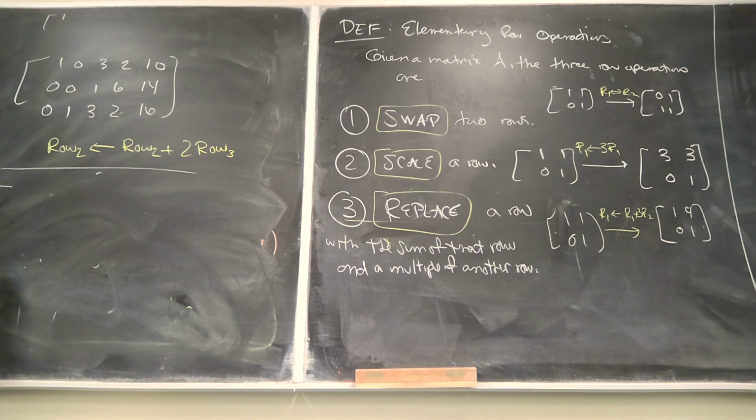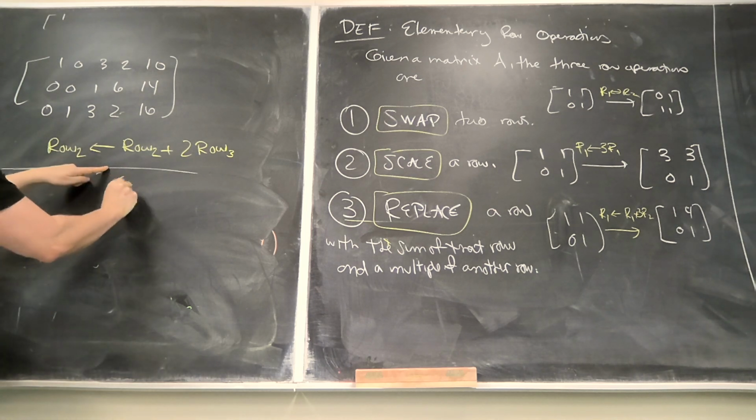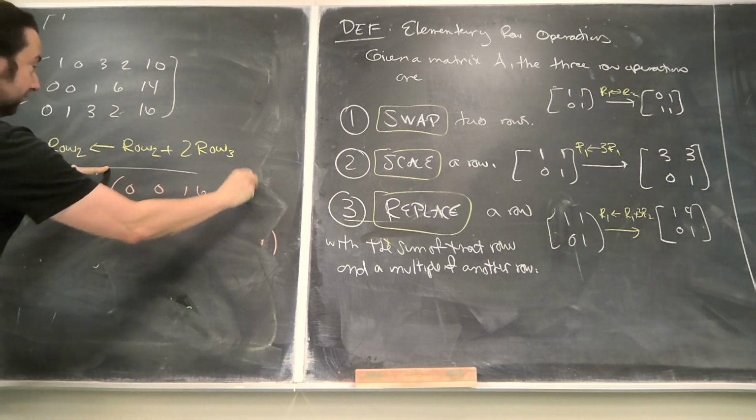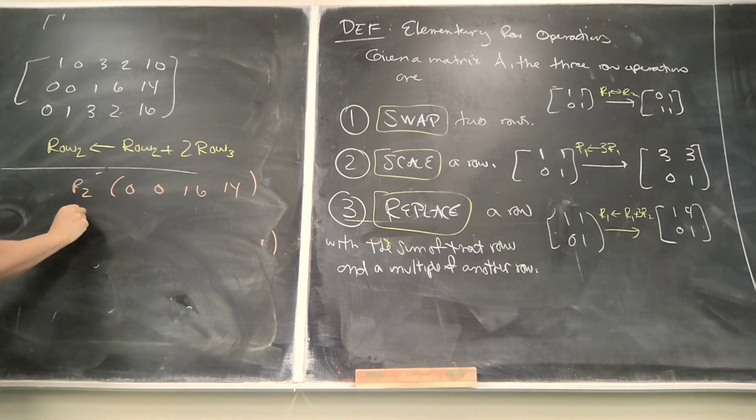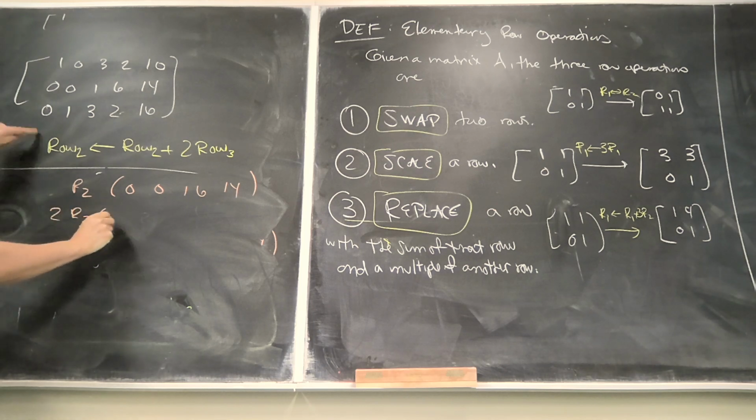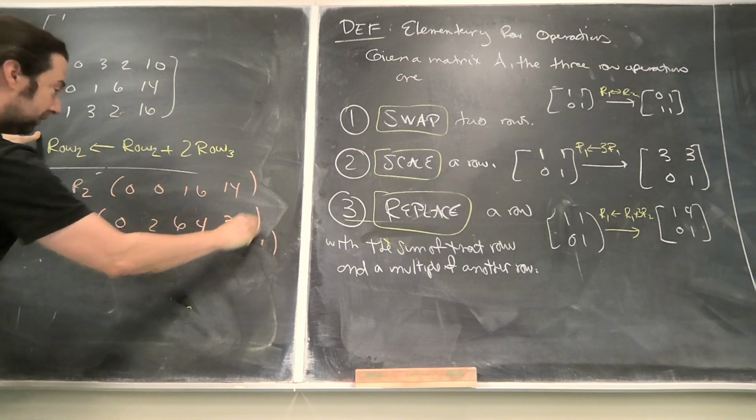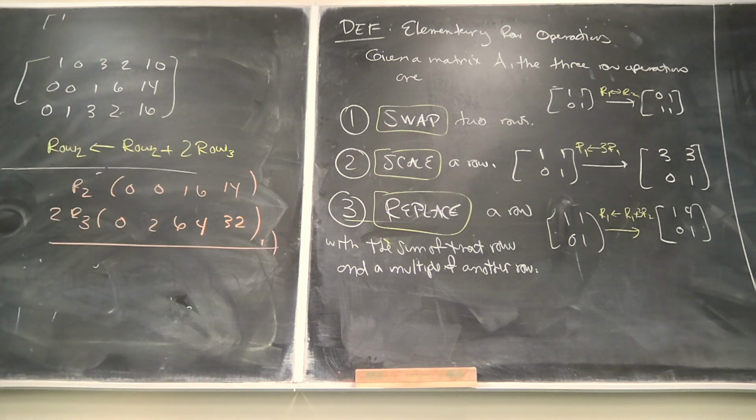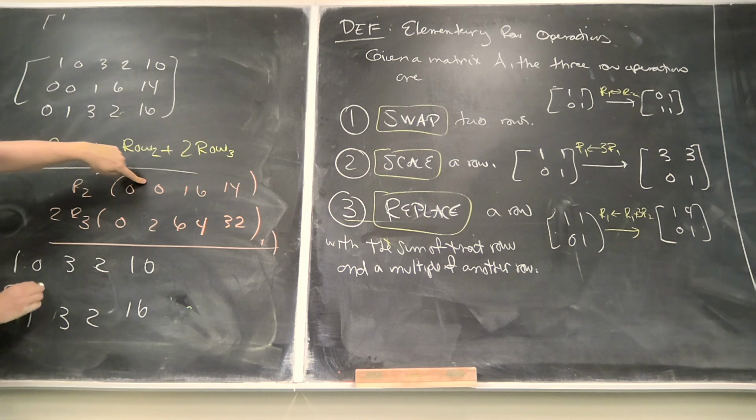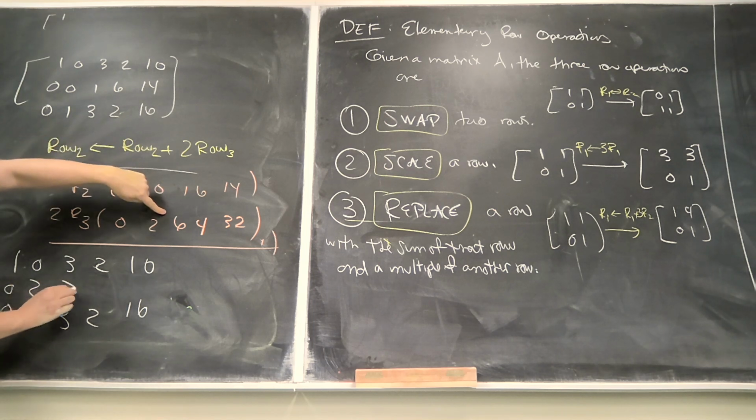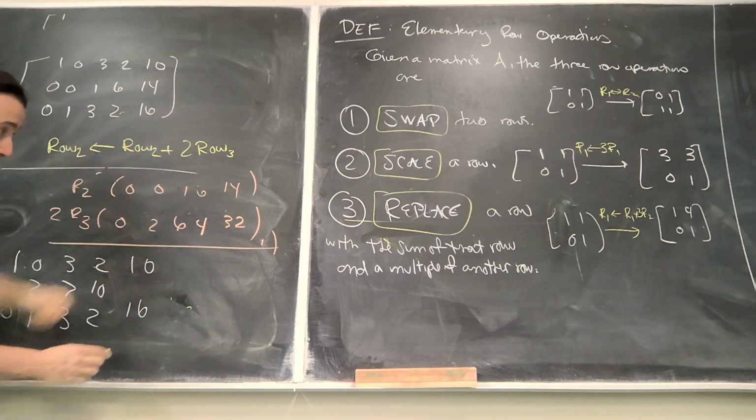So that operation in this case would be, okay, so I'm going to write this down. So row 2 is 0, 0, 1, 6, 14, and that's row 2. And then row 3 was, so twice row 3 is 0, 2, 6, 4, 32. So if you add those together, you get the new row 2. So this is going to be row 1 got left alone. Row 3 got left alone. And row 2 is now 0 plus 0, 0 plus 2, 6, 1 plus 6, 6 plus 4, and 14 plus 32.